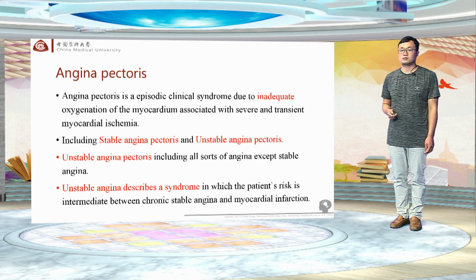Angina pectoris is a clinical syndrome due to inadequate oxygen for the myocardium, associated with severe and transient myocardial ischemia, including stable and unstable angina pectoris. Unstable angina pectoris includes all sorts of angina except stable angina. And unstable angina describes a syndrome in which the patient's risk is intermediate between chronic stable angina and myocardial infarction. So it's a very dangerous situation.